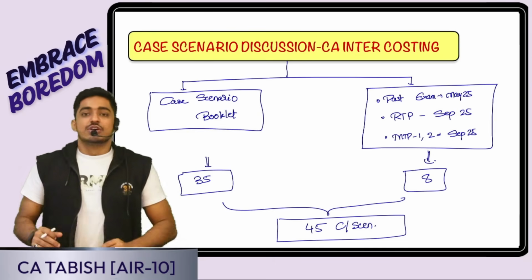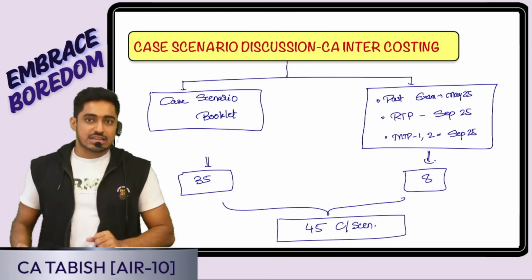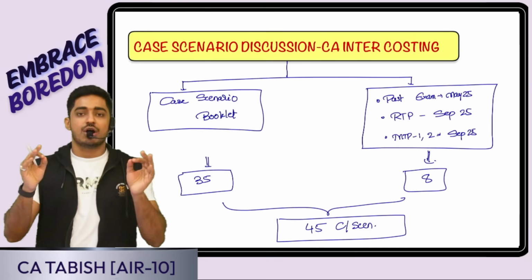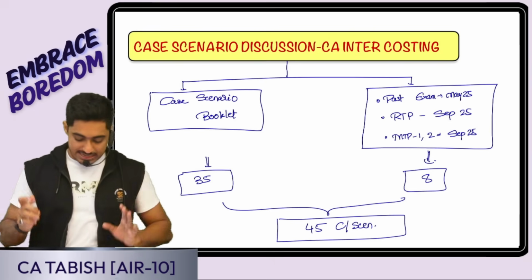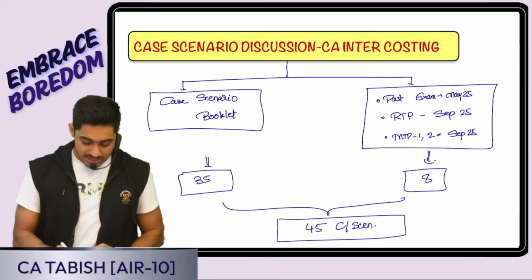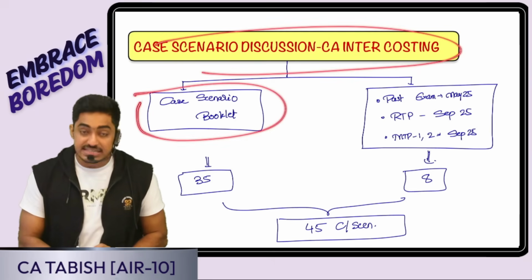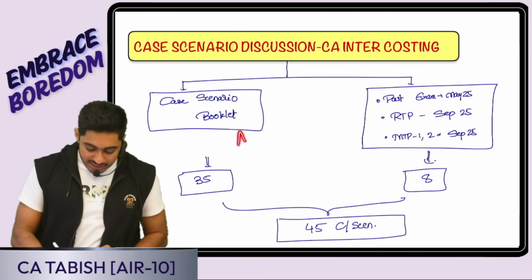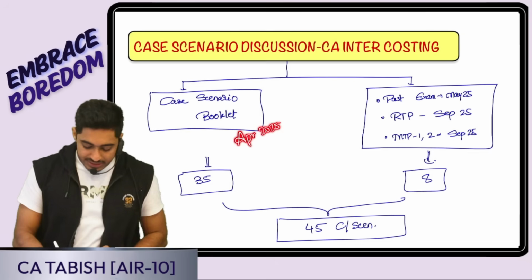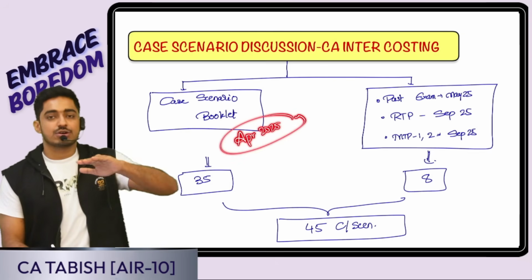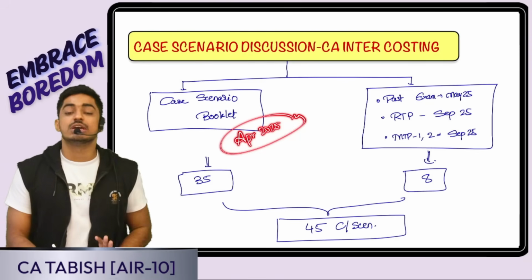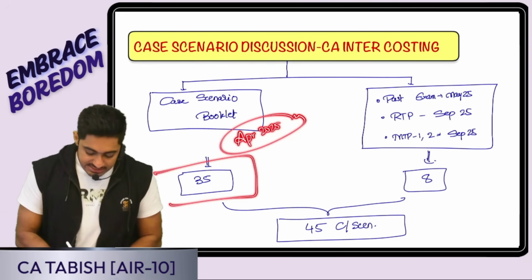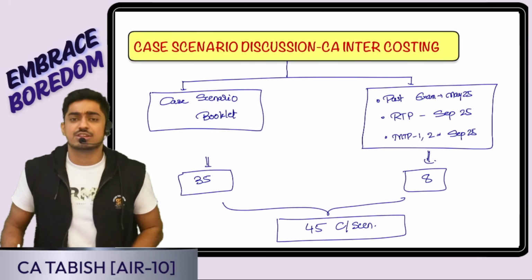Now let us have a look at what case scenarios we are going to discuss. There are two broad segments from which we'll be getting the case scenarios. First, we have the case scenario booklet. The institute recently released a case scenario booklet in April 2025 for every subject across CA Inter and Final. Very important from an examination perspective. It consists of around 35 case scenarios for costing.